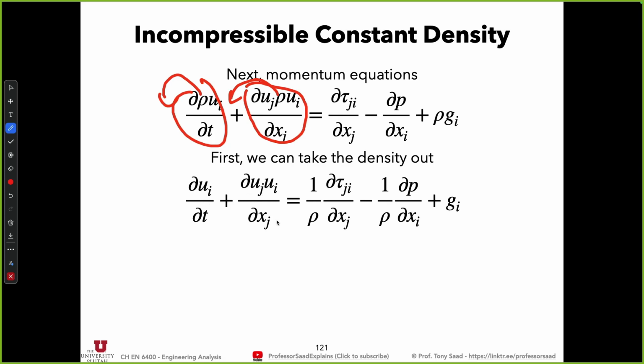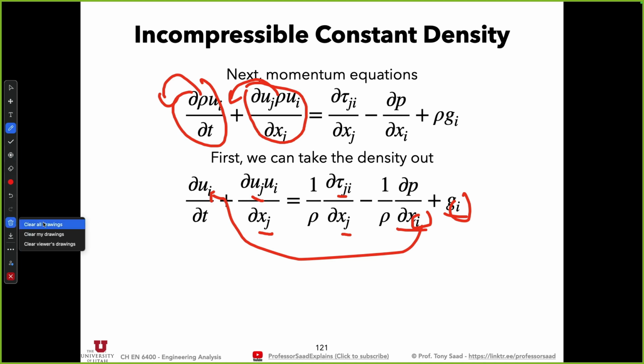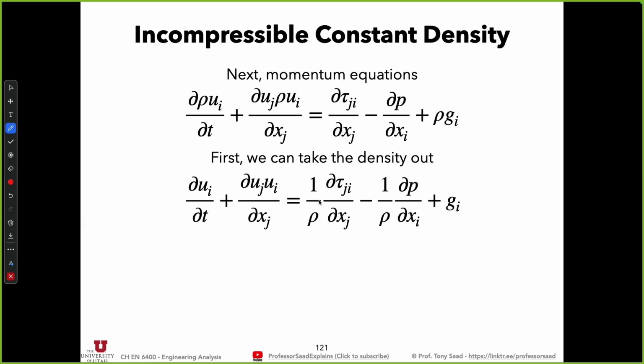plus d(uj ui) by dxj, and then you divide on the right hand side. You get 1 over rho d tau ji by dxj. Remember, j over here. We're differentiating with respect to j. Okay, and then minus 1 over rho dp by dxi plus gi. Okay, so note these i's correspond to this i, because that's the momentum component. Okay, that's a good step, but I think we can further clean up advection and diffusion. We can't do anything more on the transient term, nothing we can do to the pressure term nor the gravity term, but I think we have room in the advection and diffusion terms.